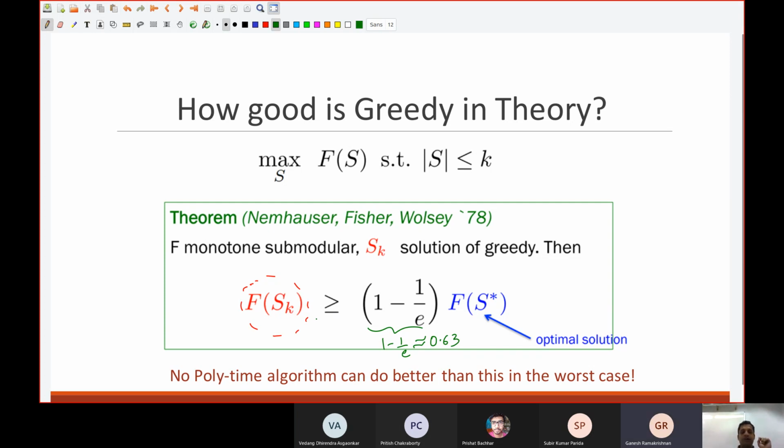In fact, no polynomial time algorithm can do better than this in the worst case. That's also been proven. For some pathological f, you'll end up getting this. So you remember the worst case is always done by construction, and we did that, right? You remember the Lipschitz continuity, smoothness, combinations, right?